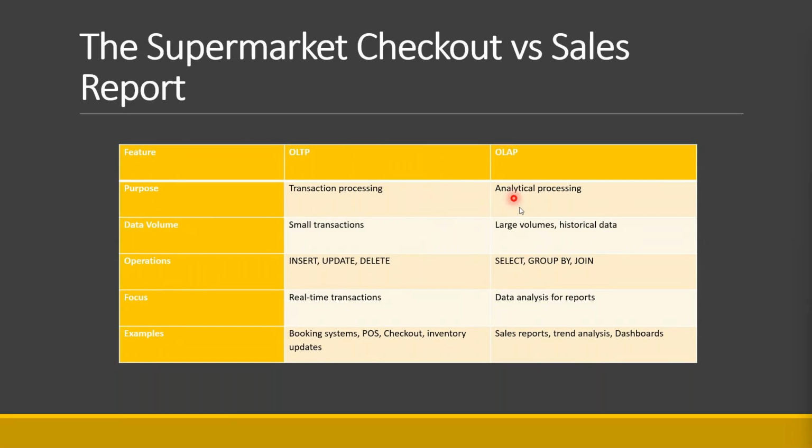Then coming to the operations, in OLTP, we can add new data, insert it, we can update the existing information, or we can delete it. But in OLAP, we cannot make any modifications. We can only see the information. That's why we can select the data, we can group it for aggregations or summarization, or we can combine the data, or join it. OLTP focuses on real-time transactions, and OLAP focuses on data analysis. The examples we already discussed: OLTP is mostly used for movie booking systems and all, and OLAP is basically used for trend analysis and reporting purposes.